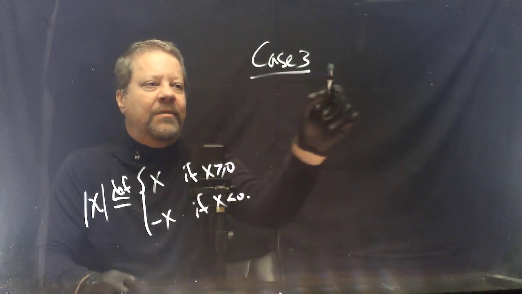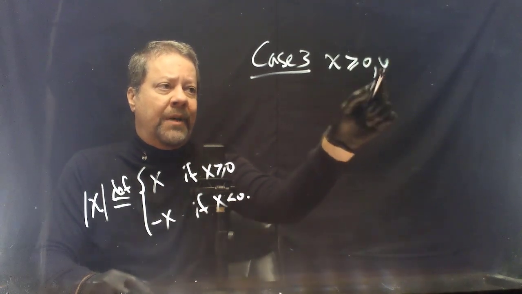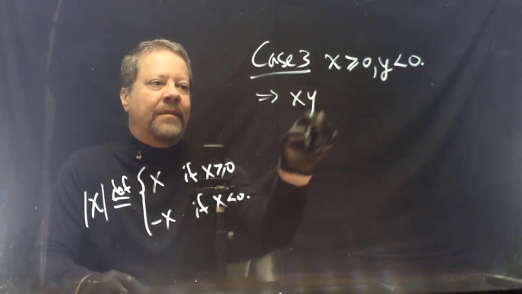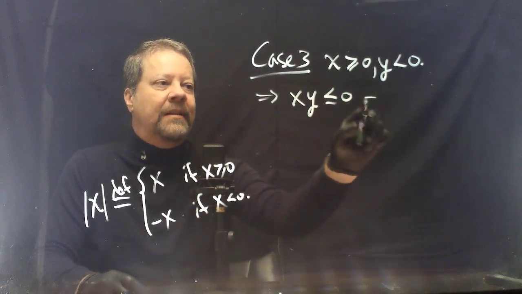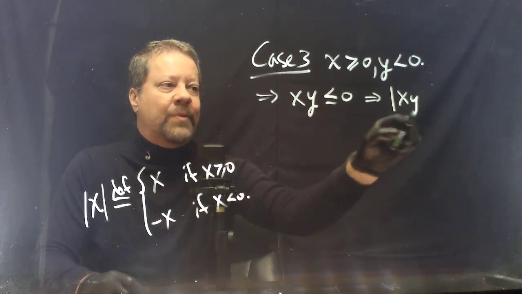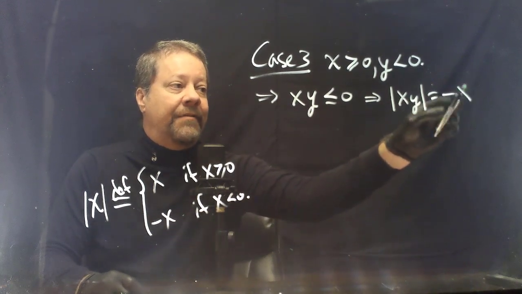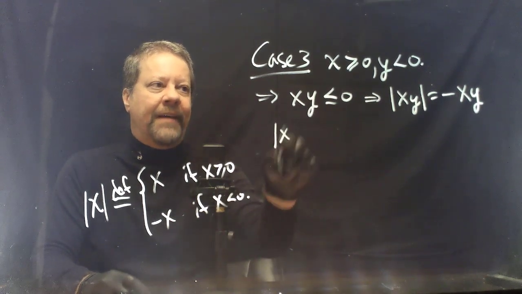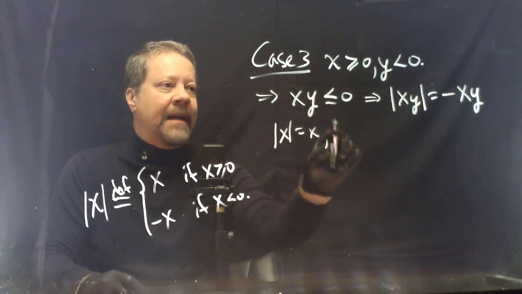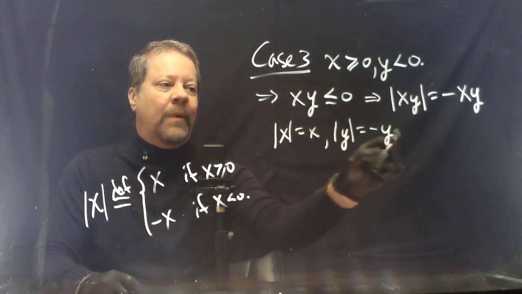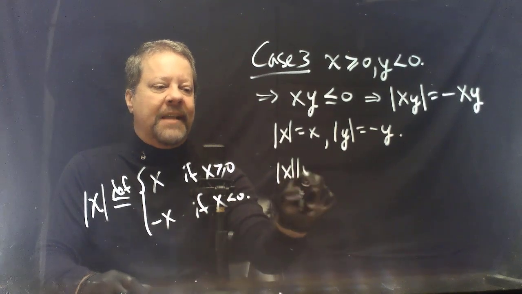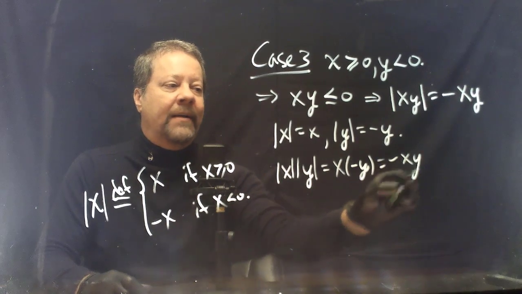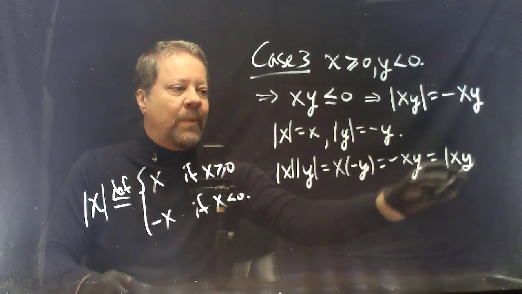For case 3, we'll suppose x is bigger than or equal to 0 and y is less than 0. In which case, that implies that xy will be less than or equal to 0. That implies then that the absolute value of xy is negative xy. Also, the absolute value of x will be x, and the absolute value of y will be negative y. So the absolute value of x times the absolute value of y will be x times negative y, or negative xy. And we already know that's equal to the absolute value of xy.